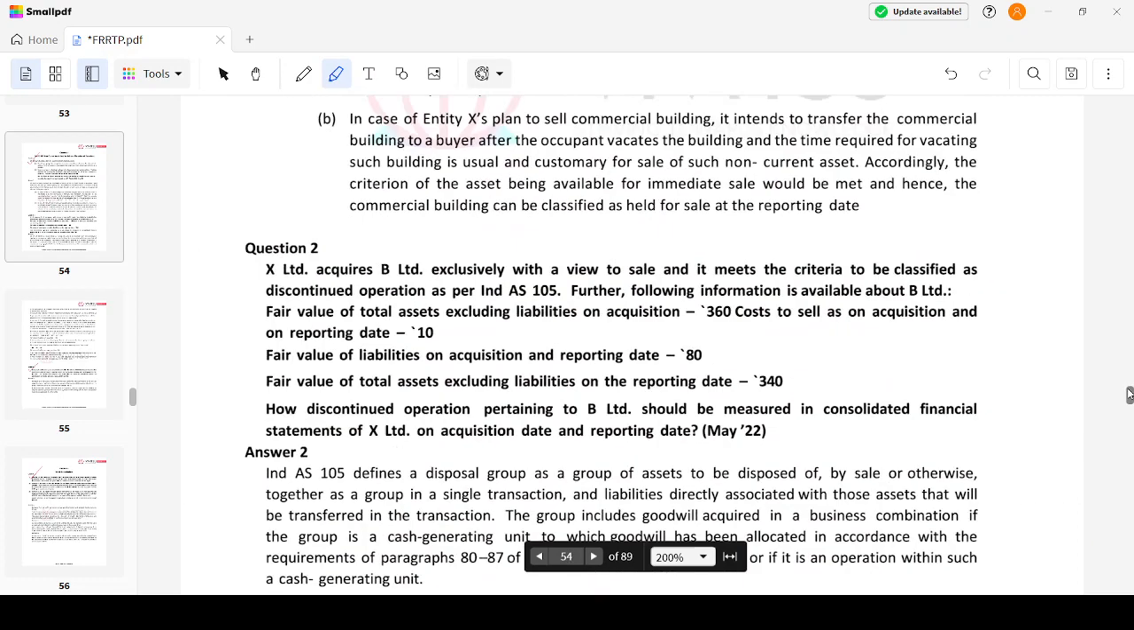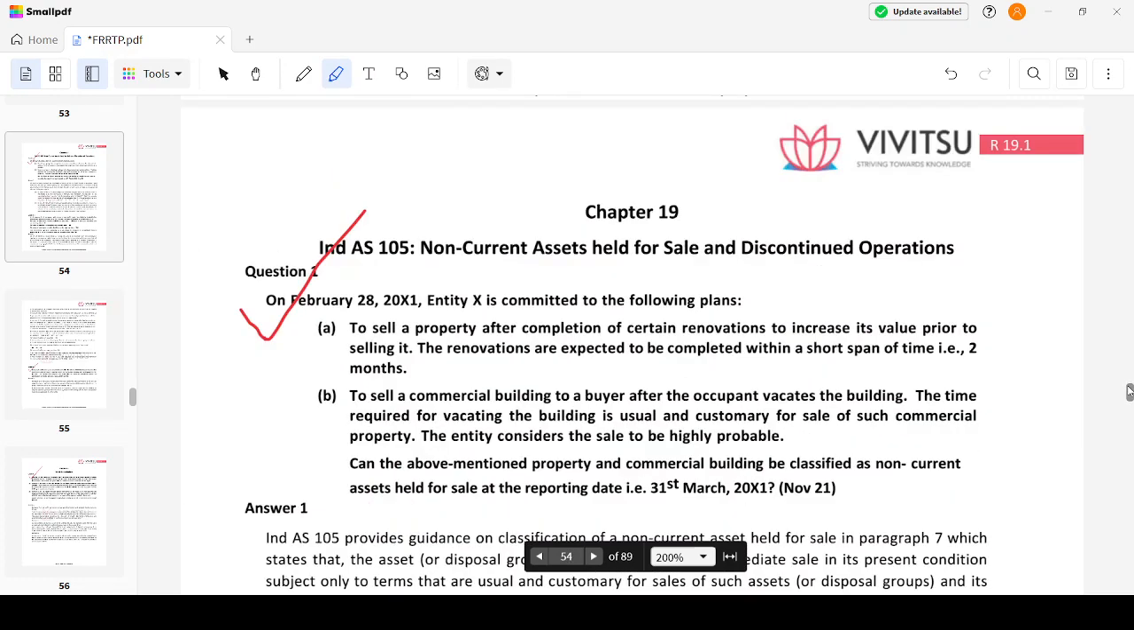Okay, we have only 2 questions. We'll complete this, and then we'll wind up for the day. Okay? On February 1, 20X1, the entity X is committed to the following plans: to sell a property after the completion of certain renovation to increase its value prior to selling it. The renovations are expected to be completed within a short span of time, that is 2 months. To sell a commercial building to a buyer after the occupant vacates the building, the time required for vacating the building is usual and customary for sale.